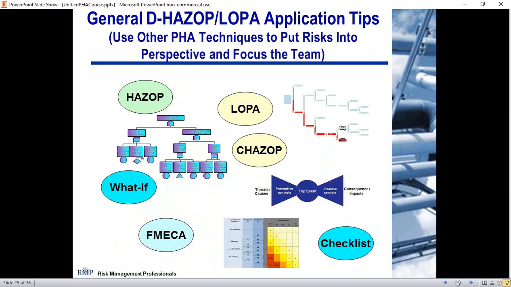You want to go ahead and, as a facilitator, be knowledgeable of these other techniques, especially some of the quantitative assessments, to bring into play to shed light on what the team is discussing. But don't overanalyze. You probably don't need to do, for example, a LOPA or a fault tree or a quantitative assessment on all scenarios, all right? Focus your efforts on the important areas. Make sure that the energies of the team are focused on that. So use these other techniques to put risks into perspective and focus the team, but don't let it get bogged down.